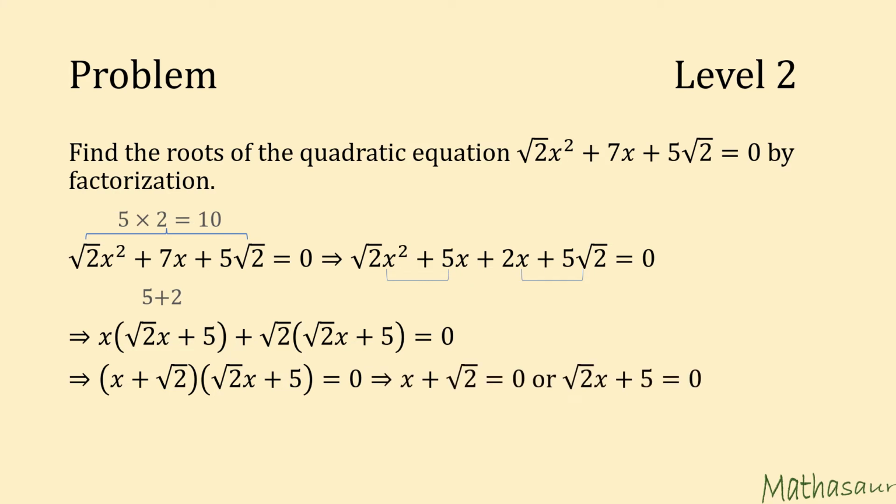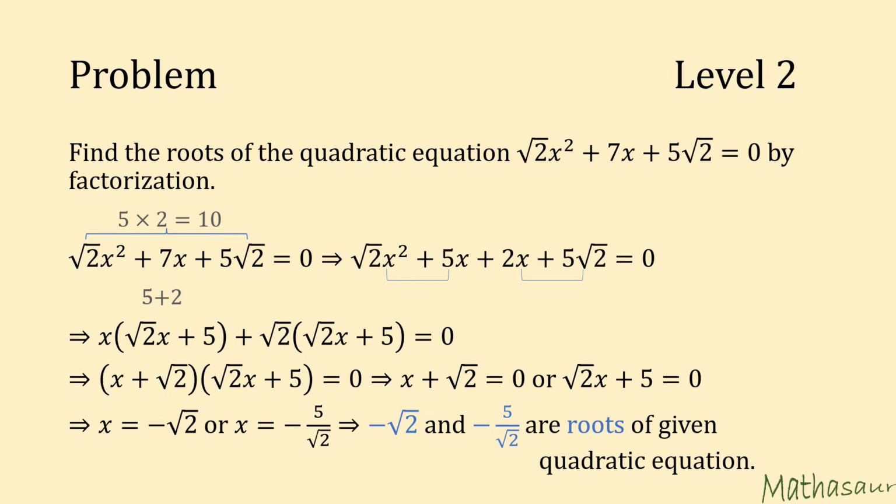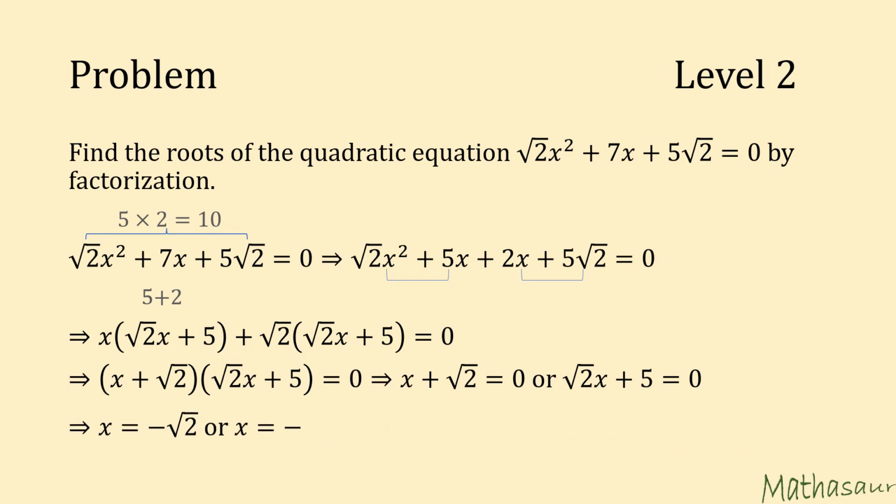Now let us equate each of these factors to 0 and solve these two linear equations. We get x is equal to minus square root of 2 and x is equal to minus 5 divided by square root of 2. So minus square root of 2 and minus 5 by square root of 2 are roots of the given quadratic equation. You could simplify the second factor and write it as minus 5 square root of 2 divided by 2 as well.